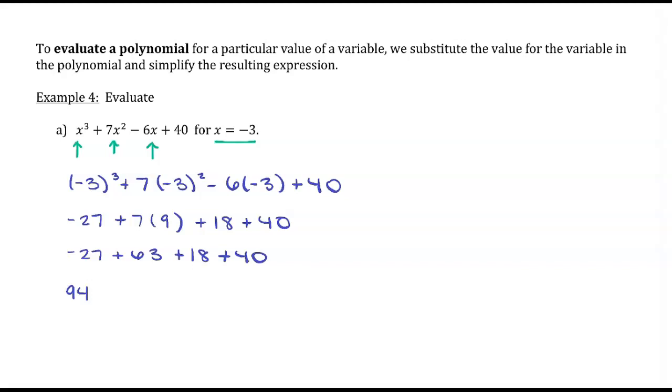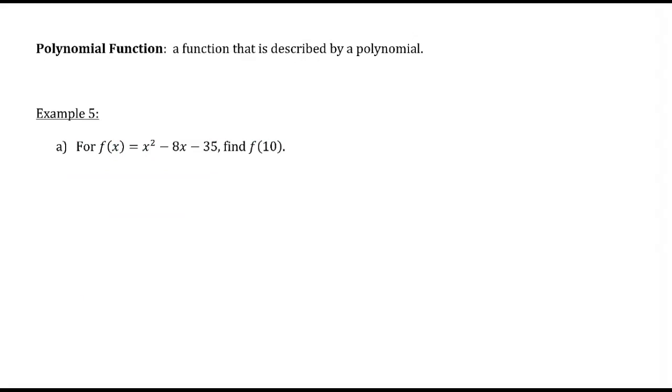Now let's switch this conversation over to polynomial functions. A polynomial function is simply a function that's described by a polynomial. In previous lessons, we've discussed linear functions, and those are functions of the form f of x equals mx plus b. This is an example of a polynomial function. We have an x raised to the first power, so it's a degree 1 polynomial or a first degree polynomial function. Another example might be something like this.